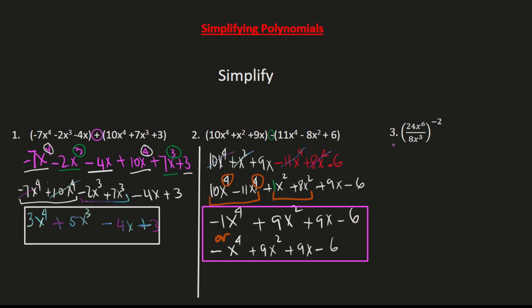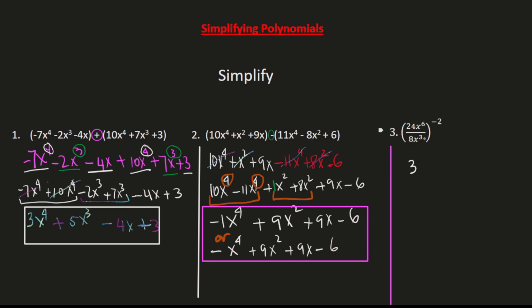Okay, so now let's go and work with the third one. We get some definitions we need to take care of here. The first thing we have to do, this is a negative exponent. This is going to be done last. But we get 24 x to the 6 over 8x cubed, all raised to the negative second power. The first thing we need to do is to divide the numbers, 24 over 8. So 24 over 8 is equal to 3. That's the 3 we got here.